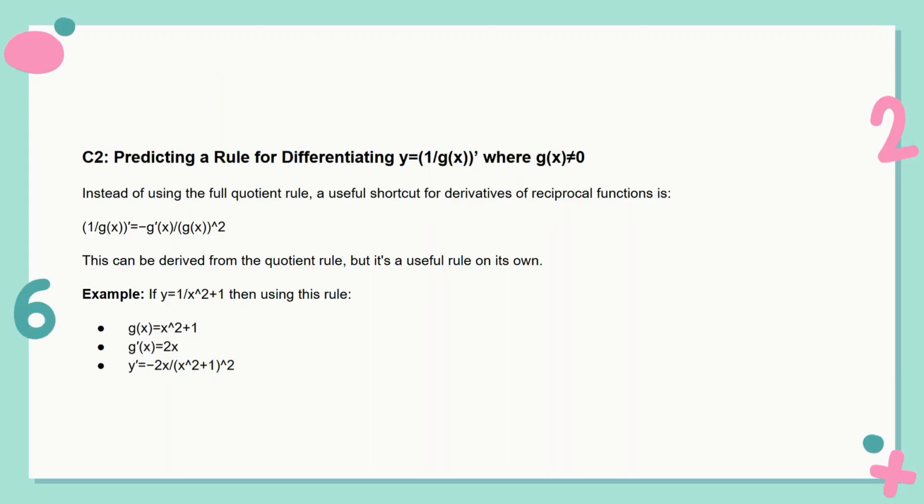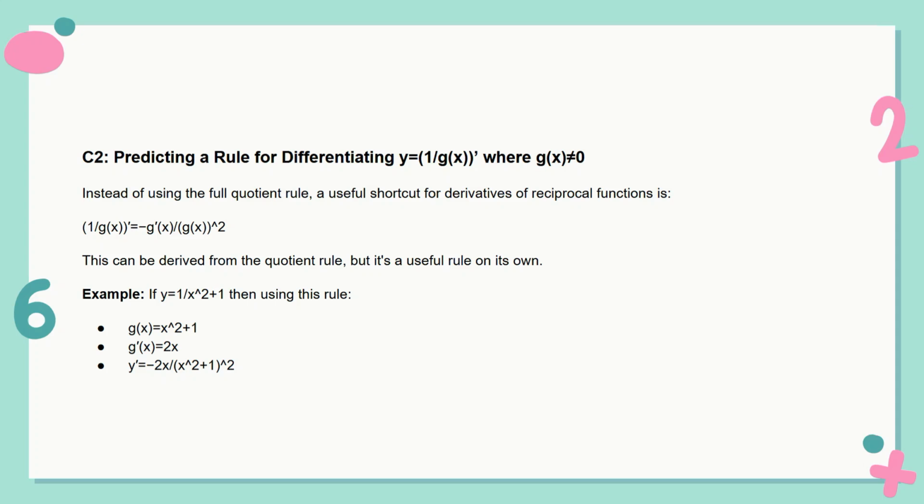So we're predicting a rule for differentiating y is equal to 1 divided by g of x, prime, where g of x cannot be equal to 0. Instead of using the full quotient rule, a useful shortcut for derivatives of a reciprocal function is that 1 divided by g of x, prime, is equal to negative g prime of x divided by g of x squared. This can be derived from the quotient rule, but it's a useful rule on its own.